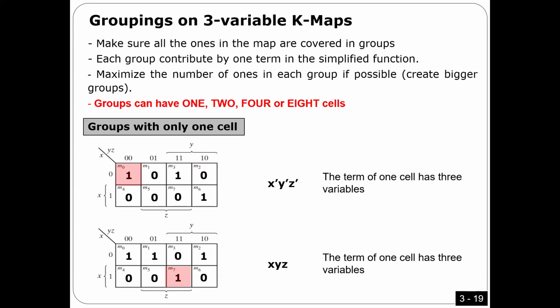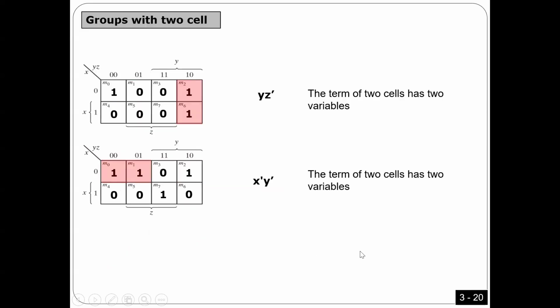Okay, what about y? This is the area of y, this is the area of y prime. So this one should have y prime. This is the area of z, this one is the area of z prime. That's why this should be x prime, y prime, z. Very easy. What about this one here? This one is in the area of x, the area of y, the area of z. That's why this one should be x, y, z. Very easy.